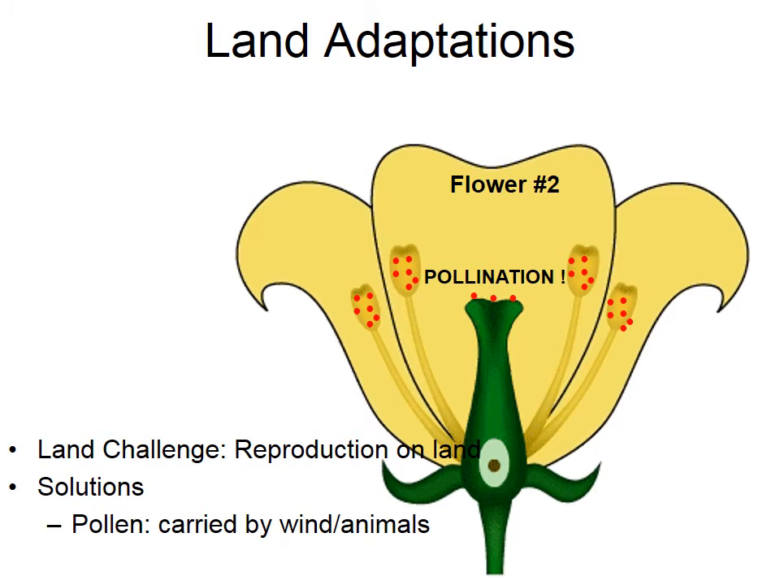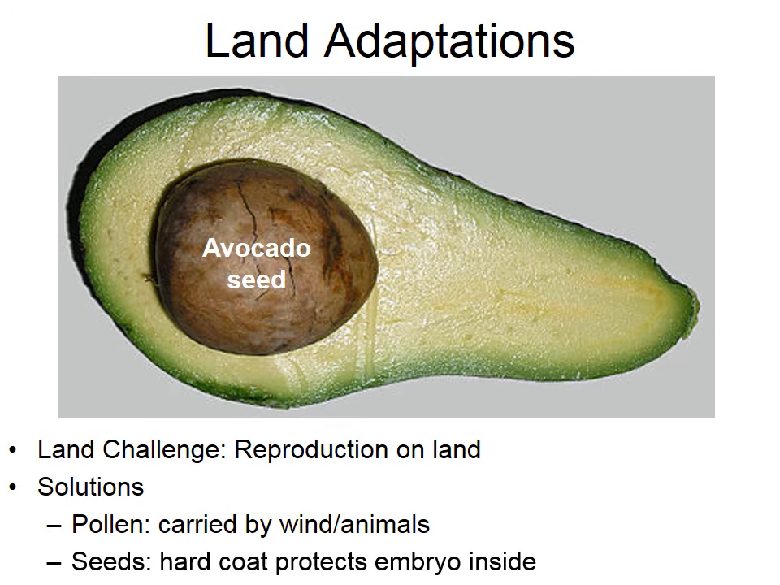Walking around flower number two, and as it does, some of the pollen that was attached to its body falls onto flower number two, and this is pollination. So this is one way that plants have adapted to life on land, through the use of pollinating animals such as bumblebees. Well, another adaptation to help them reproduce on land is the evolution of seeds. Here's an avocado seed in the picture.